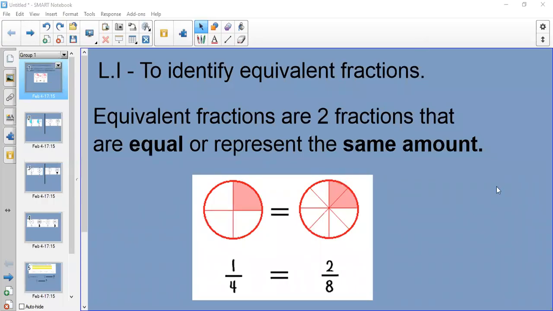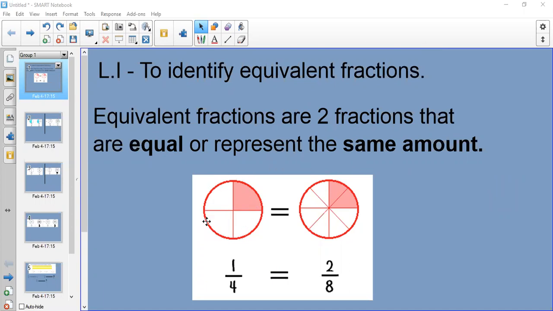Hello, it's Miss Beatty here, and today we are learning to identify equivalent fractions. This is a follow-on from yesterday's lesson, so it's just building on our understanding and giving us a little bit more practice with equivalent fractions, okay? Equivalent fractions, we know, are two fractions that are equal or represent the same amount, okay? So they are equal and they are the same fractional value.